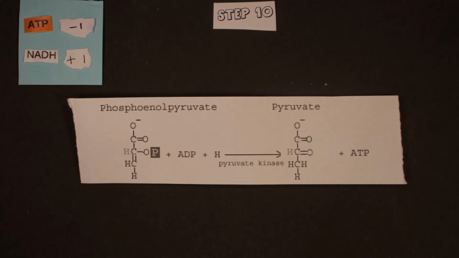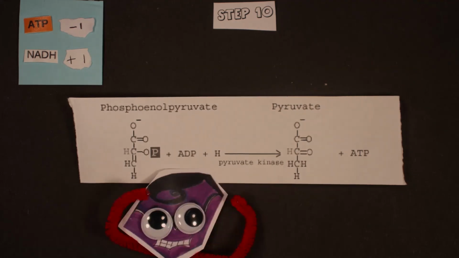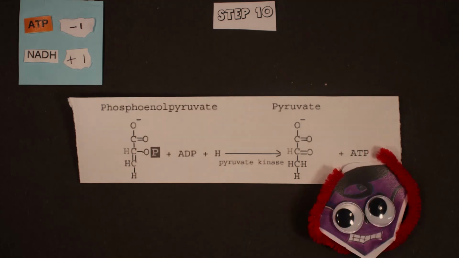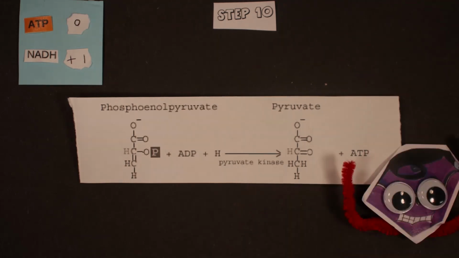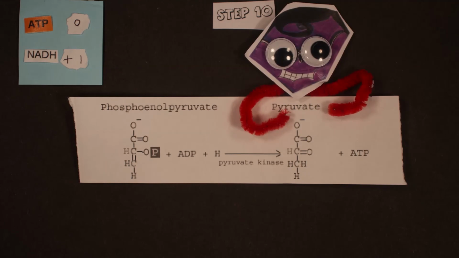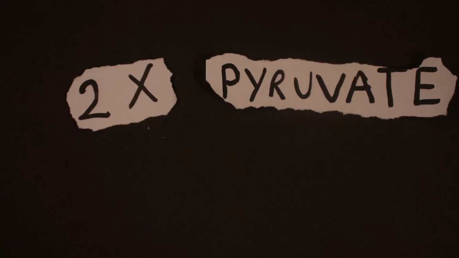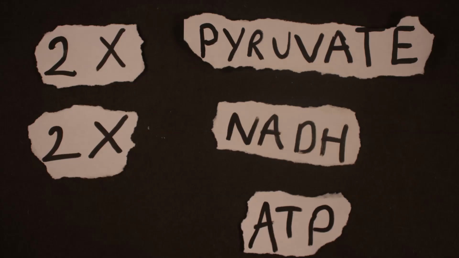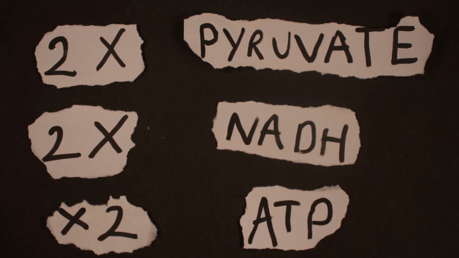Step 10. Pyruvate kinase is the enzyme that helps along this process. PEP readily gives up its phosphate group to an ADP molecule, forming ATP, and is converted into pyruvate, the final product of glycolysis. So, this process has produced 2 pyruvate molecules, 2 NADH molecules, and 4 ATP molecules. However, because the first stage of glycolysis used 2 ATPs, we have a net production of 2 ATP molecules.